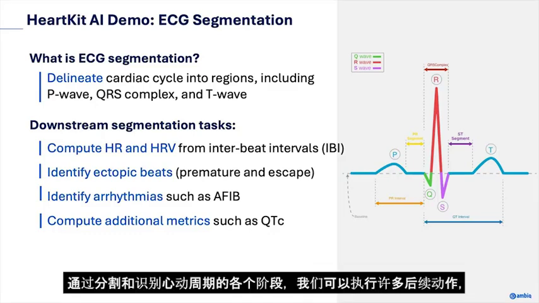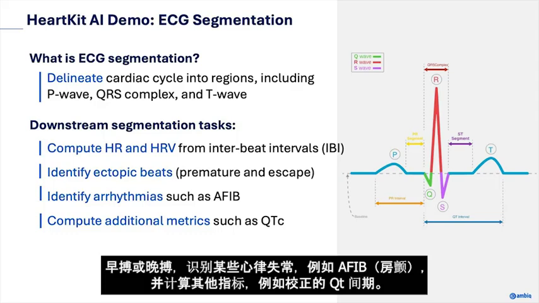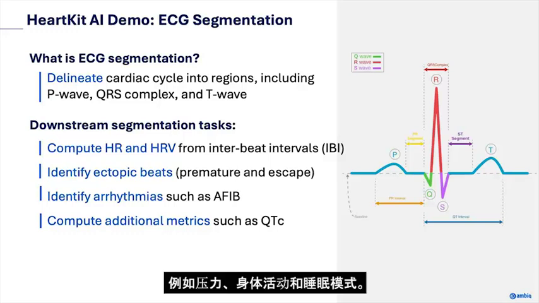By segmenting and identifying the various phases of the cardiac cycle, we can perform a number of downstream tasks such as capturing heart rate and heart rate variability metrics from the interbeat intervals, identifying ectopic beats that are either premature or late, identifying certain heart arrhythmias such as AFib, along with computing additional metrics such as corrected QT interval. By monitoring the cardiac cycle, we can better understand the user's health as well as draw insights into factors impacting heart health such as stress, physical activity, and sleep patterns.